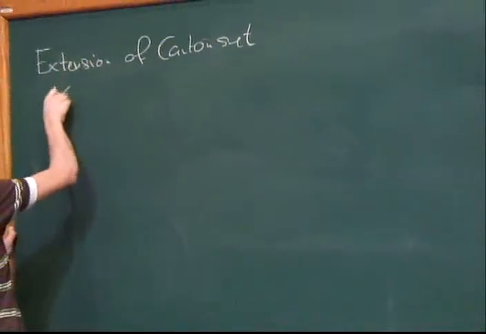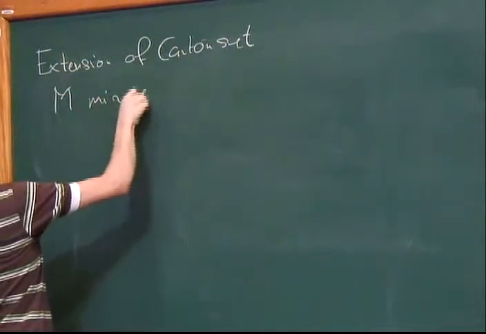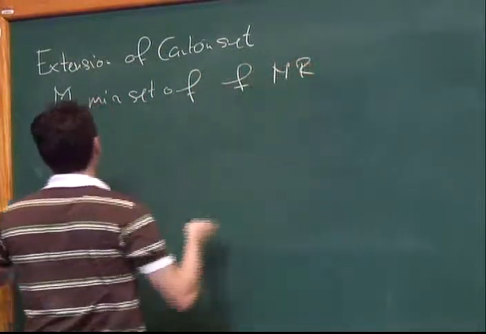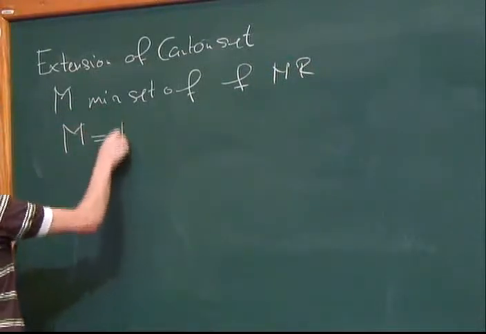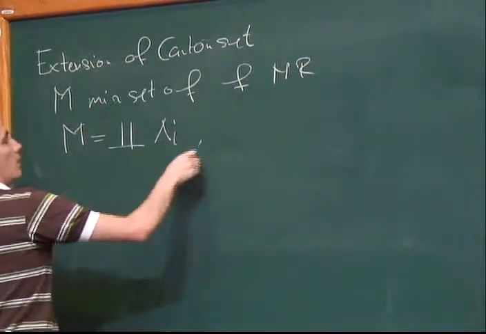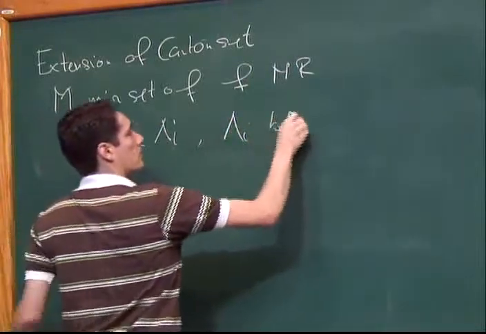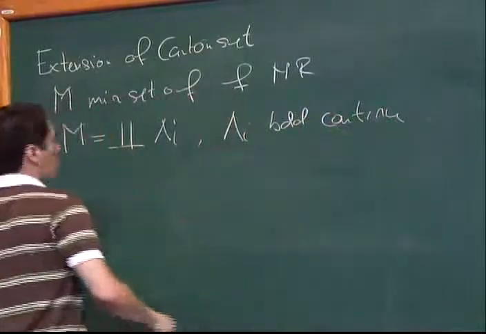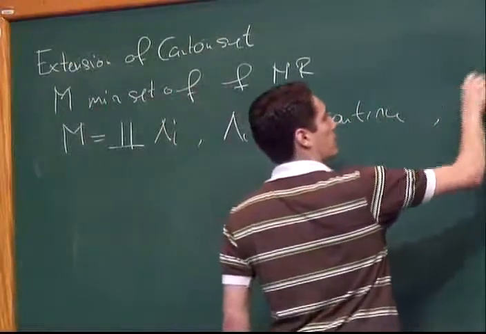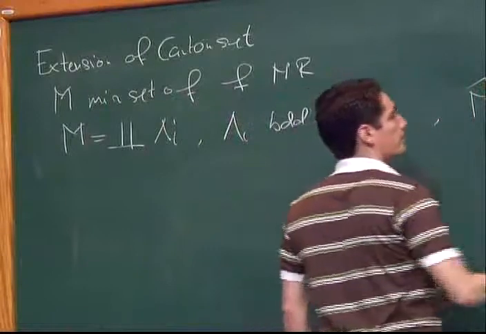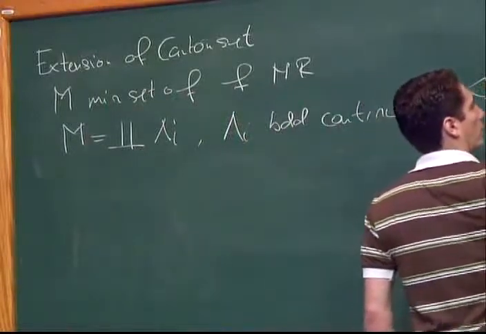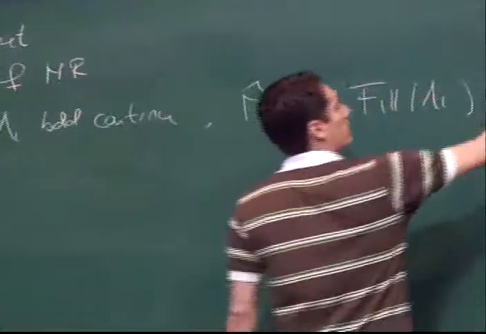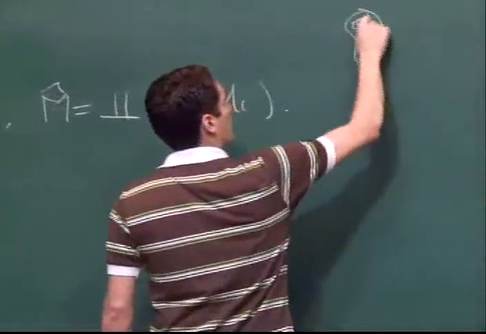Suppose you have M, which is a minimal set of a non-resonant F. Now suppose you can write M as a disjoint union of bounded continua. And now define the filled-in minimal set, the disjoint union of all the components when filled in. It's just, you fill in the stuff.